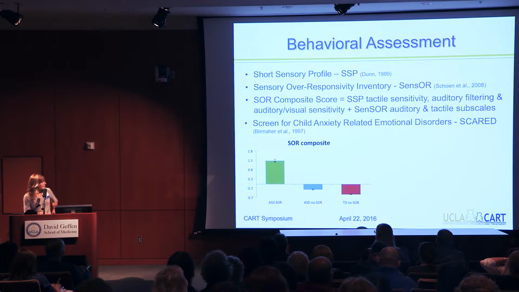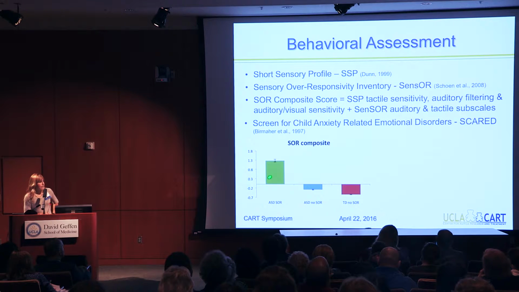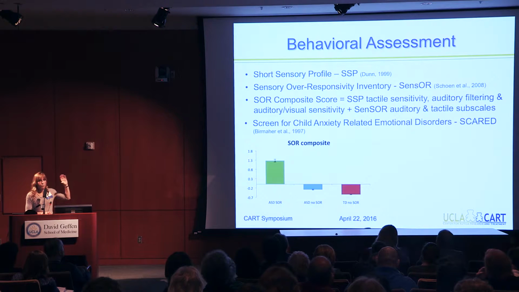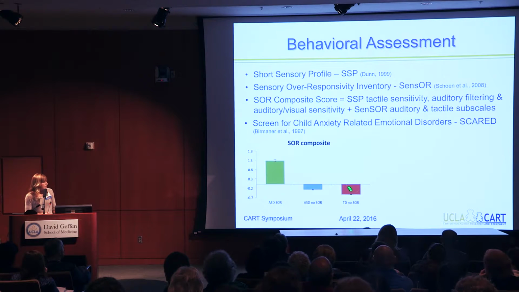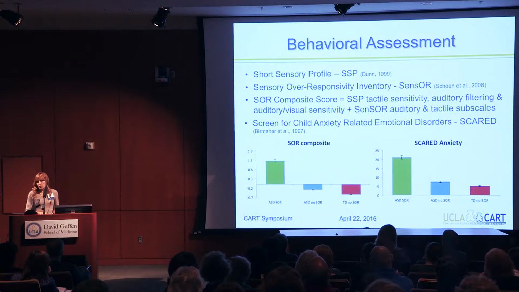So, not surprisingly, in this study we had a larger sample, so we actually could tease apart the children with autism. We had a group that had elevated scores on the SOR composite score, the kids whose composite score was in the top 25%, and a group of kids with ASD who did not show any strong SOR problems. Same here for the typically developing kids. Now, again, the scores here show that there was much more anxiety in the children that do have sensory over-responsivity.